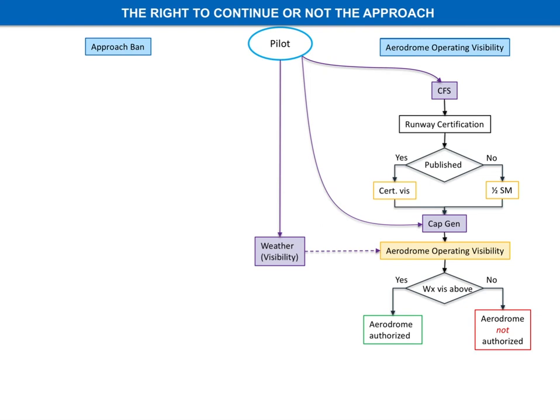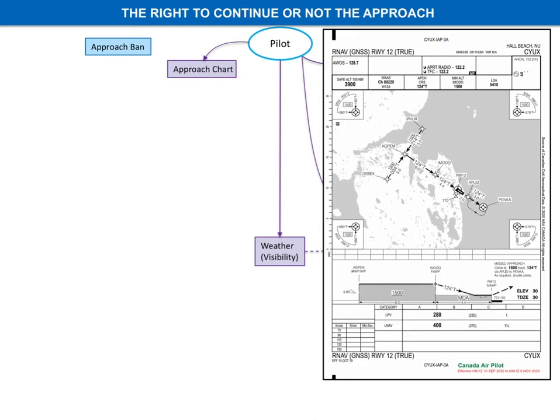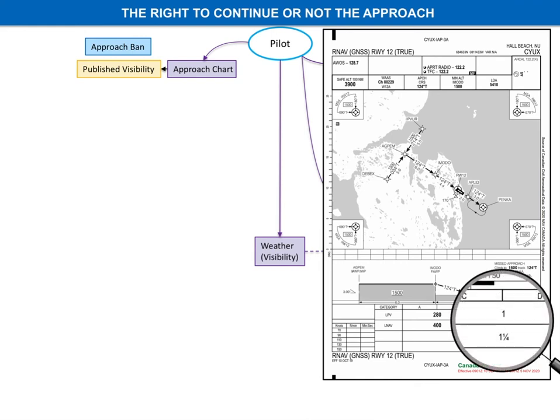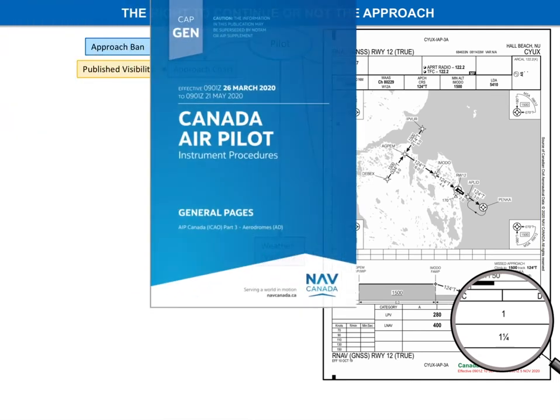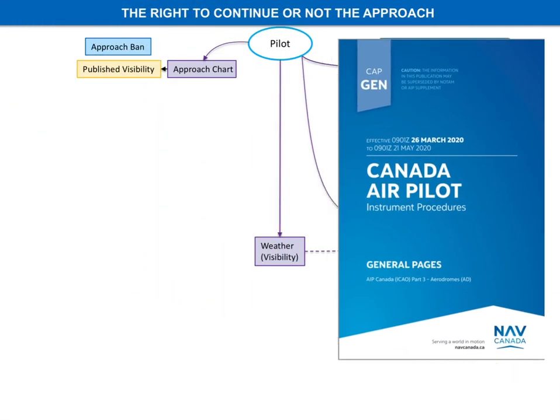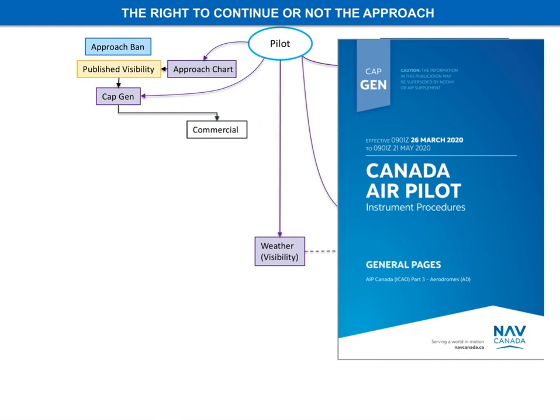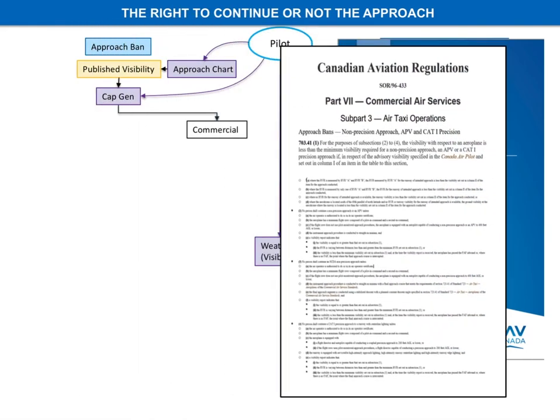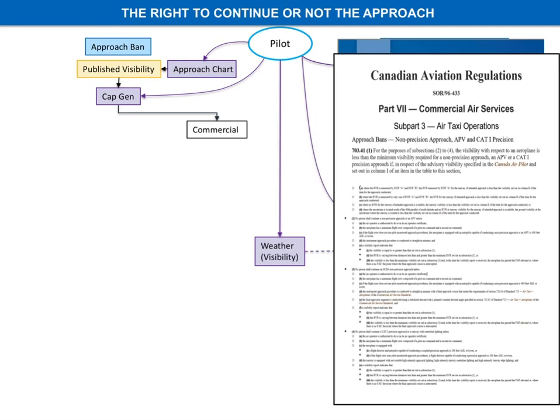To determine if the approach can be continued beyond the FAF, and notwithstanding the usual exceptions, the decision-making process begins with the Canada Air Pilot approach plate. The advisory visibility is shown as 1 statute mile. CapGen 24 mentions that commercial operators may, under certain conditions, continue the approach beyond the FAF if the visibility at the airport is equal to or greater than 3/4 of the advisory visibility.